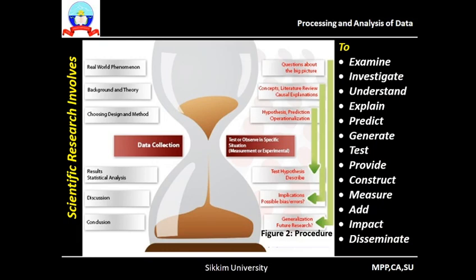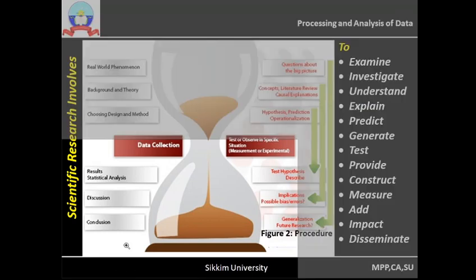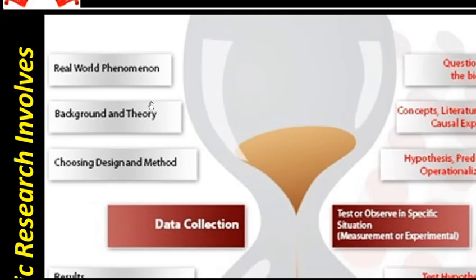Now let us try to understand steps that are involved in scientific research with the help of this simple diagram. Scientific research starts with problem that exist in real world or a real world phenomena. Once a problem to be solved is identified, in the second step, we perform background and theoretical study. In the third step, we choose design and methodology to be pursued for performing research.